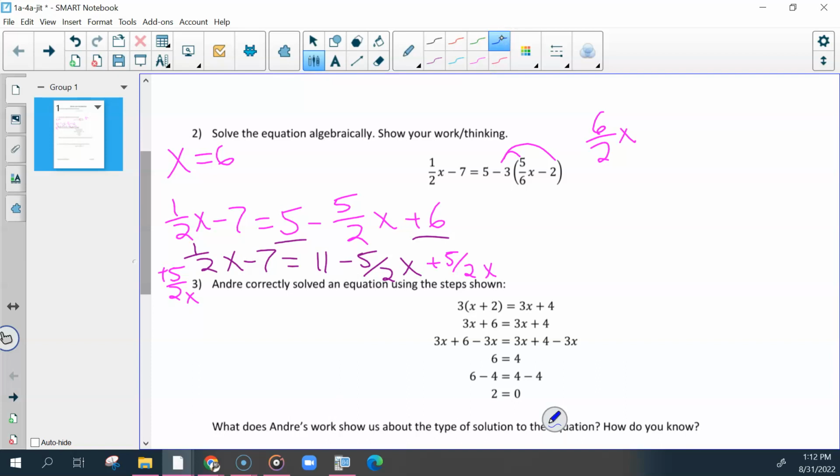I'm also going to go back and do this at the same time. Add 7 to both sides. To get 18. 6 divided by 2 would give us 3x, and then we could divide both sides to get 6. Those of you that got 6, good job. Okay, questions on that one?